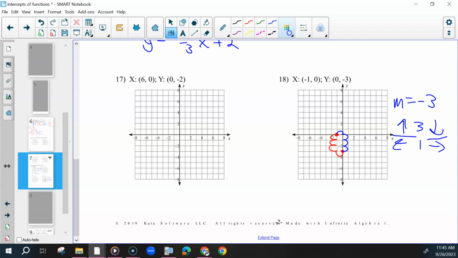How would we write our equation now that we have our slope and we're given our y-intercept? Y equals -3x minus 3.